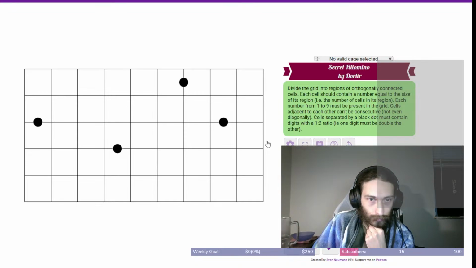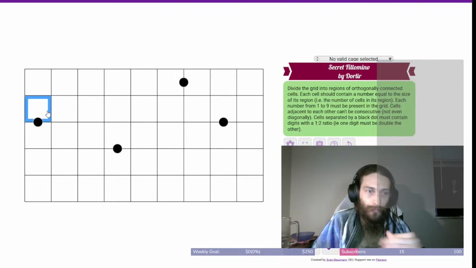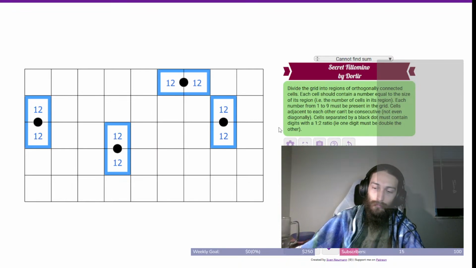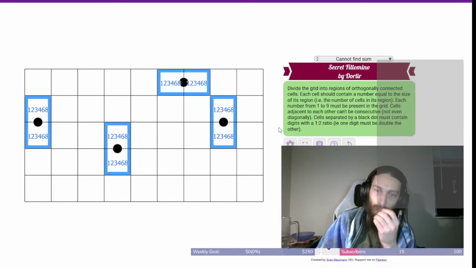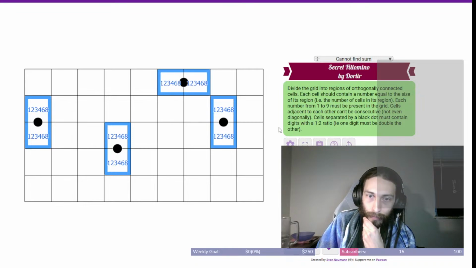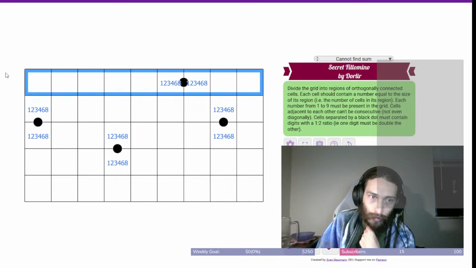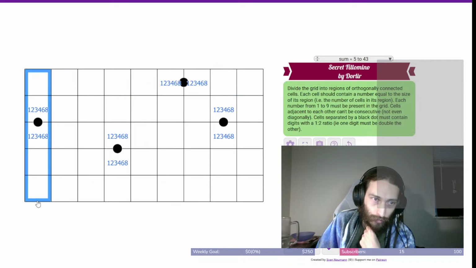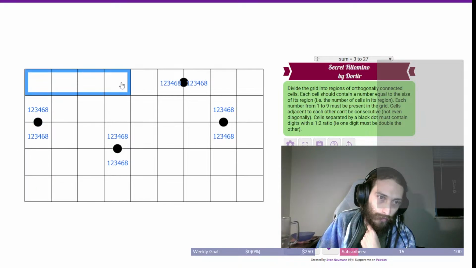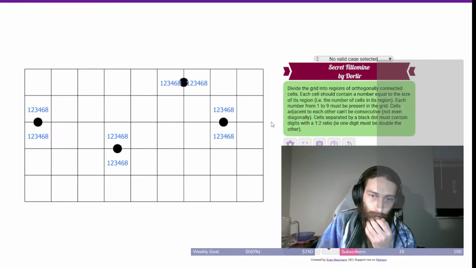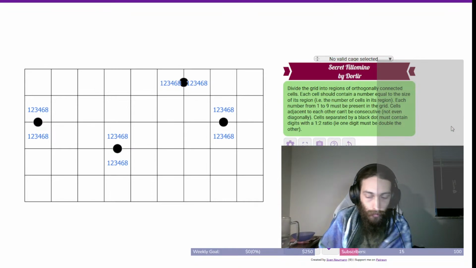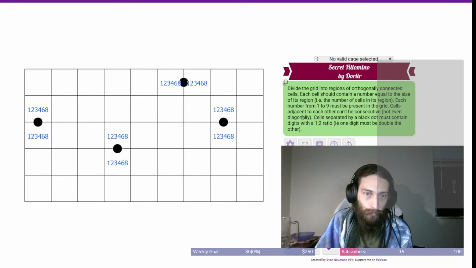Well, there are 45 cells in the grid, so 1 through 9 each once, since they all have to be represented. Well, it didn't say exactly once. It says each number from 1 to 9 must be present, and if the top is 9 and the side is 5, that's 45. Yeah. So if they all have to appear, then they only have enough room to appear once.